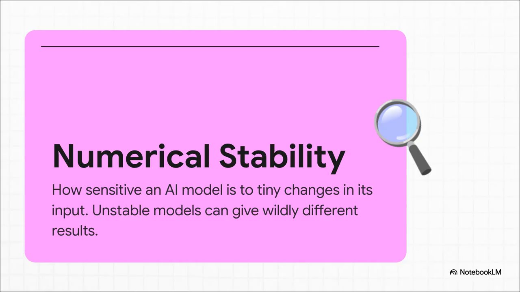Basically, numerical stability is just a measure of how much a model freaks out over tiny changes to its input. A stable model is your best friend. You give it a picture of a cat, it says cat. You give it a slightly different picture of that same cat, and guess what? It still says cat. An unstable model, though, who knows? It might suddenly say dog or just spit out complete nonsense.